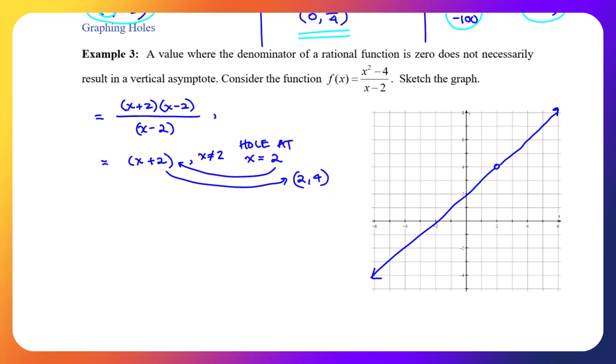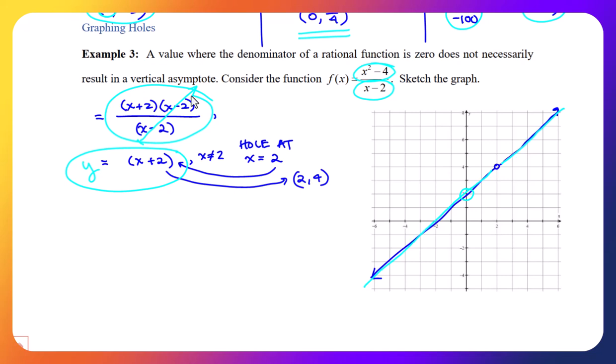So here, if you don't look at everything, you're going to make a mistake. You might look at this and go, oh, to find the vertical asymptote, set the denominator equal to 0. Well, before you do that, factor the top, factor the numerator. And lo and behold, something reduces out. Okay? And so for the moment, we're just going to graph y equals x plus 2. That's a line with a y-intercept of 2 and a slope of 1.